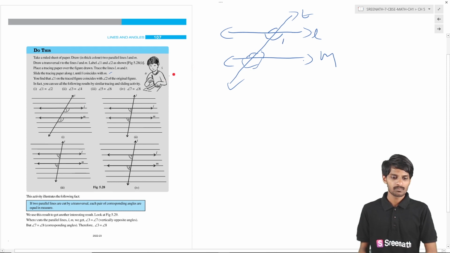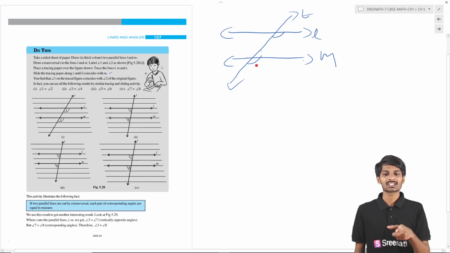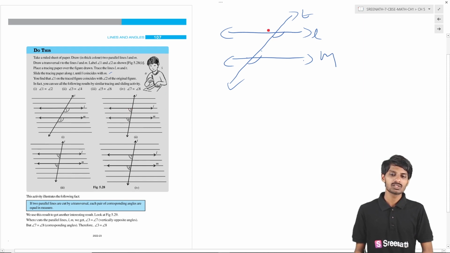So here the angle 1, and here the angle 2, here the angle 3, here the angle 4. So for every experiment, every diagram, they are changing. So finally here angle and here angle are equal, which means corresponding angles are equal, and these two are also equal, which means corresponding angles are equal. We have already discussed it.